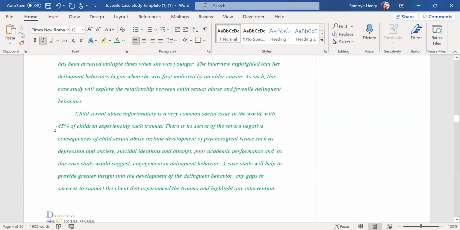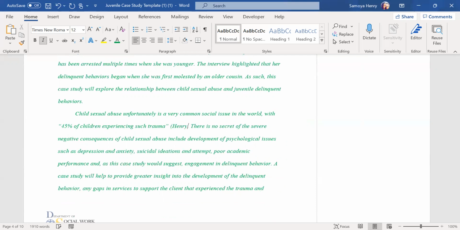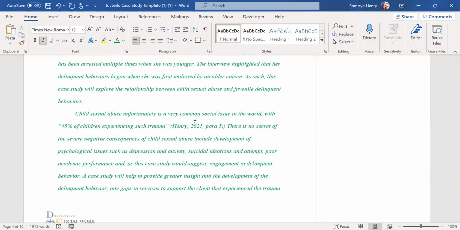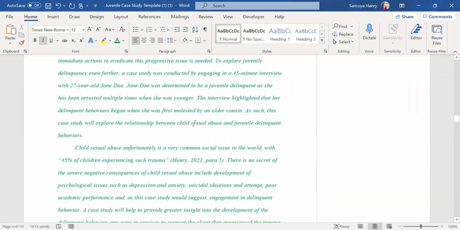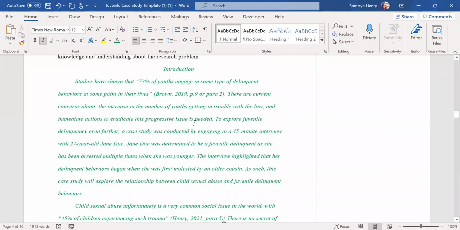So, 45% of children experiencing some kind of trauma. Henry, 1993, not a good example. It's off the internet, paragraph 5, right? So we want to ensure that our statistics are in direct quotes, and we want to ensure that we include our in-text citation, okay?